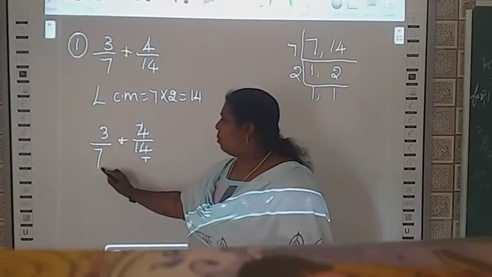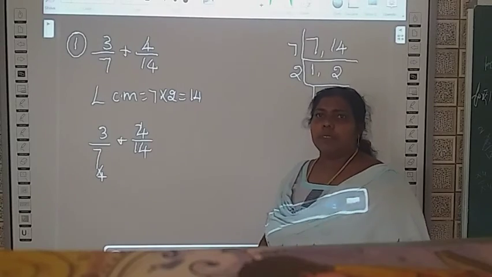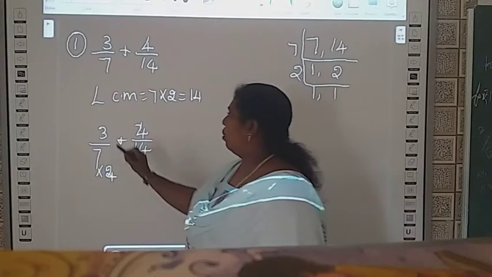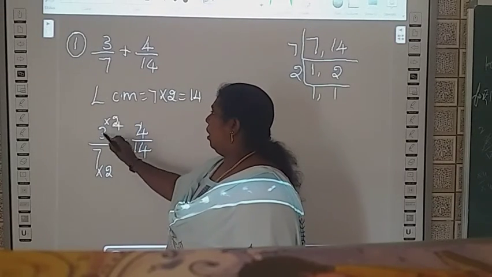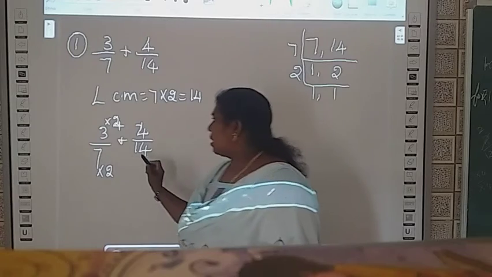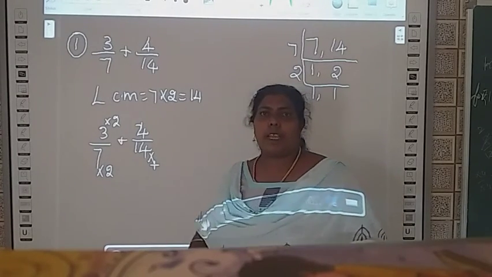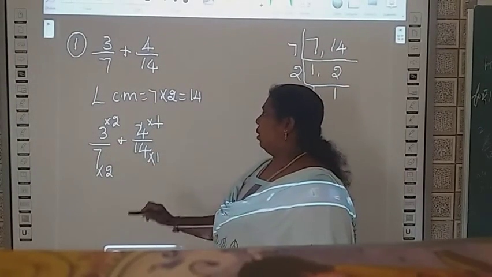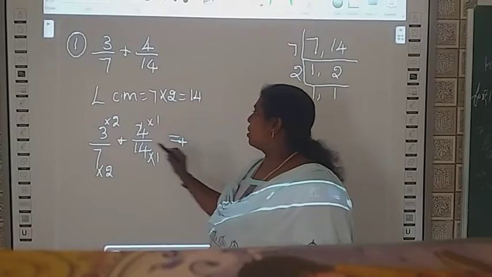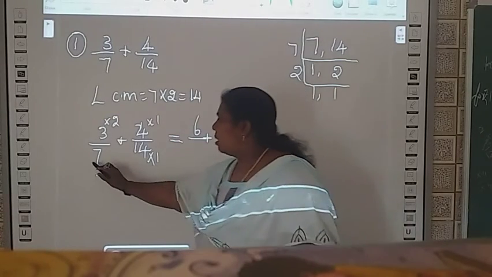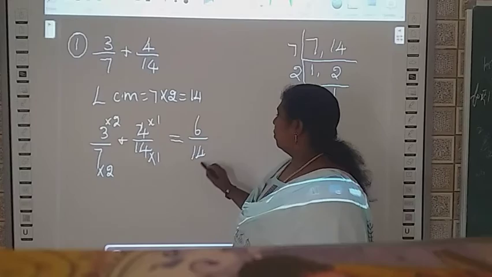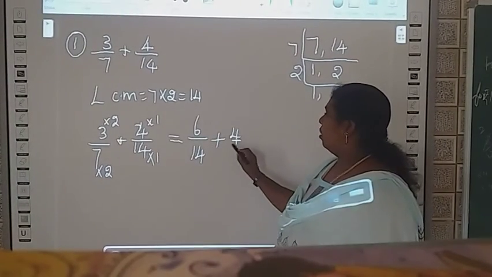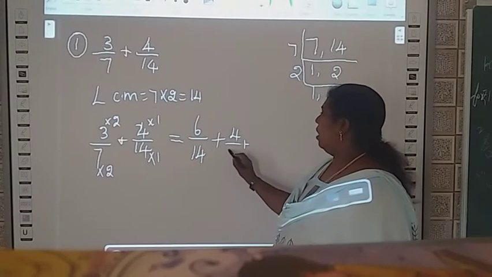So 7 how many times makes 14? 2 times, isn't it? Yes. If you multiply the denominator by 2, the numerator also you want to multiply by 2. Next 14, already 14 is the denominator, right? Then we have to multiply by 1, numerator also by 1. 3 times 2 is 6 divided by 7 times 2 is 14. Then plus 4 times 1 is 4 divided by 14 times 1 is 14.